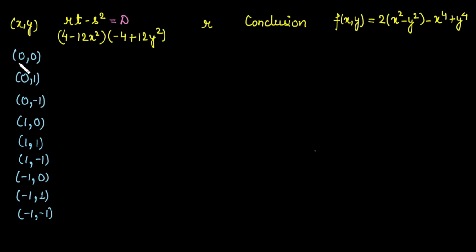At the first point, when x is equal to 0 and y is equal to 0, plug x is equal to 0, y is equal to 0, this term is positive and this term is negative. Positive into negative is negative. It means discriminant is less than 0. When the discriminant is less than 0, there is no need to evaluate r, and we can directly say that it is a saddle point.